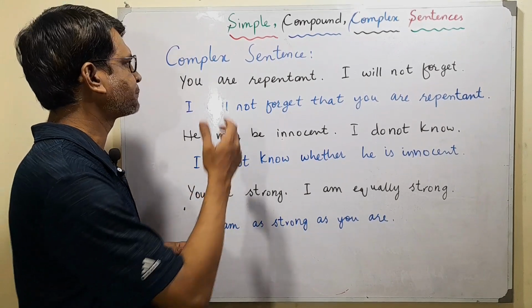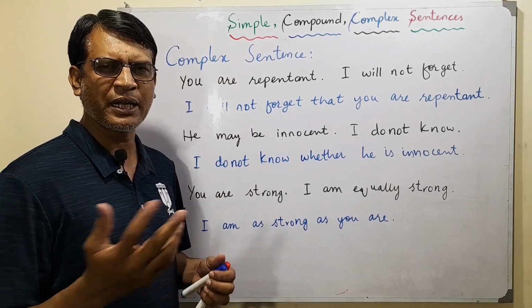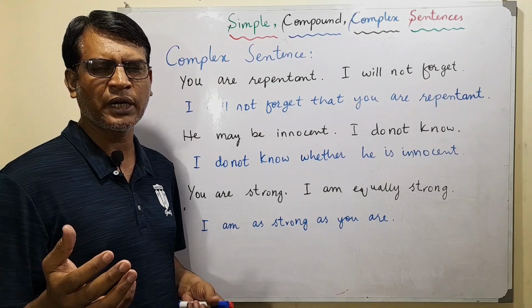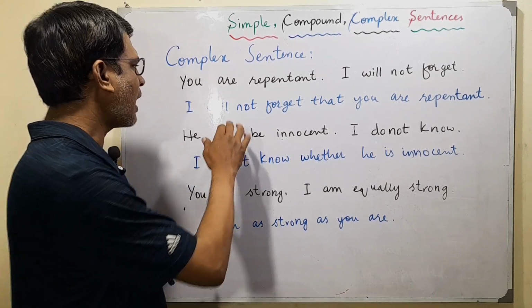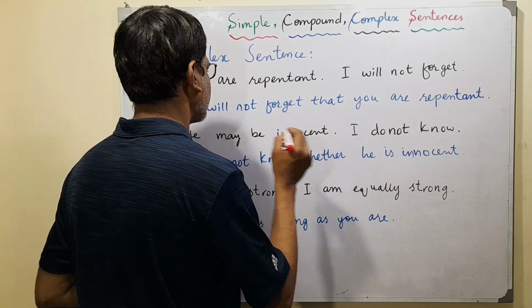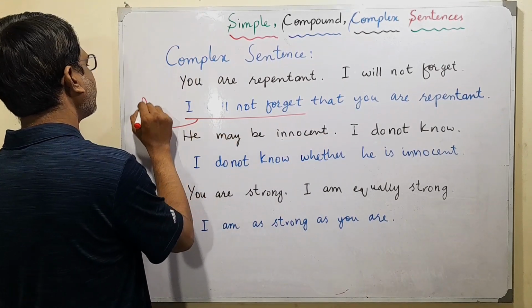Let's see. For instance, we have a sentence like, if you are repentant, I will not forget. By repentant I mean you ask for forgiveness. You make a mistake and then you ask for forgiveness. So I will not forget that you are repentant. In this sentence, this part is called an independent clause.